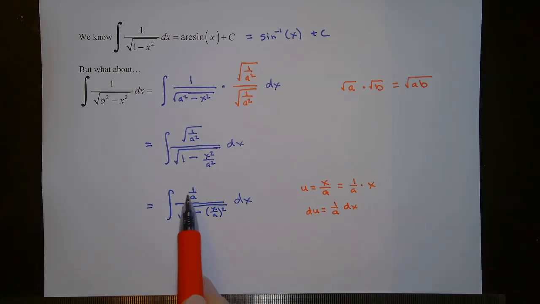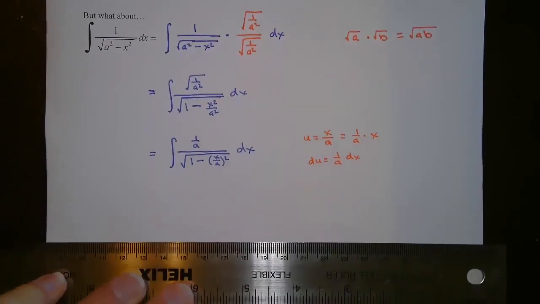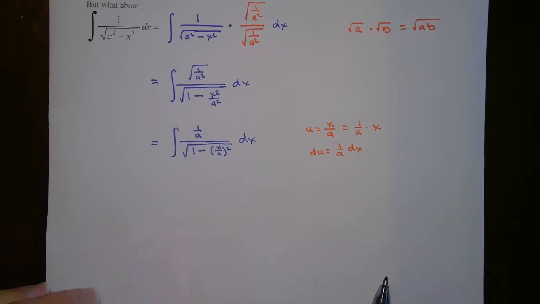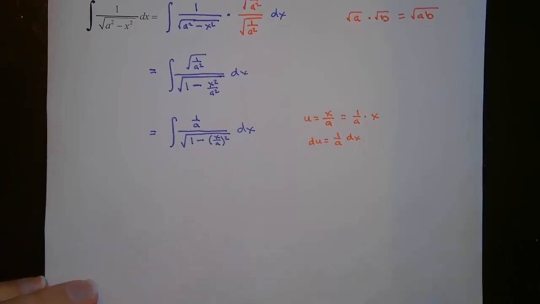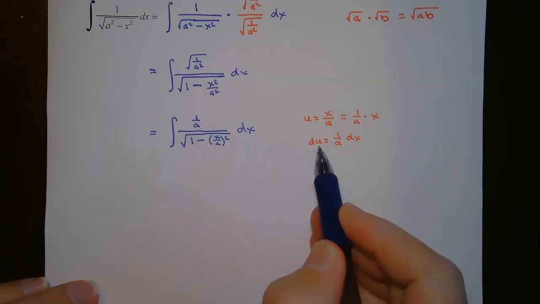I was going to say that you bring that out, but that's not correct, because we need this 1 over a with the dx to make our du. So we don't want to bring this 1 over a out. We actually want to combine it with the dx to make our du. So the 1 over a and the dx make up my du.